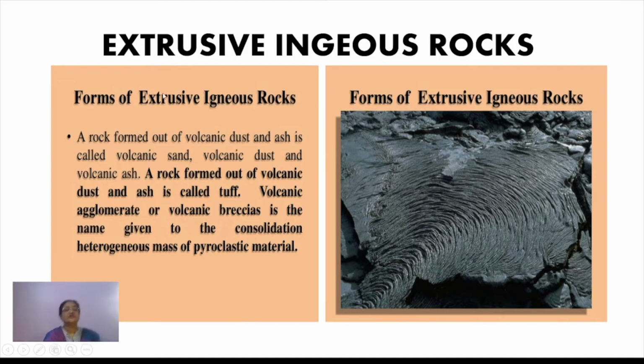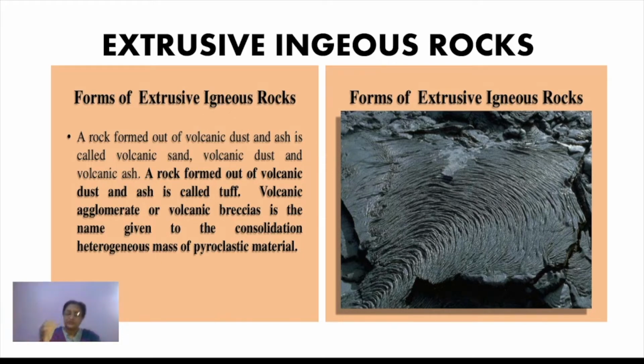Now, forms of extrusive igneous rocks: a rock formed out of volcanic dust and ash is called volcanic sand. Okay, volcanic dust and volcanic ash. And a rock formed out of volcanic dust and ash is called tuff, right? And another one, volcanic agglomerate, or you can say volcanic breccia, right? It is actually the small particles of it, or you can say small stones. They all come together and are called pyroclastic material, right?